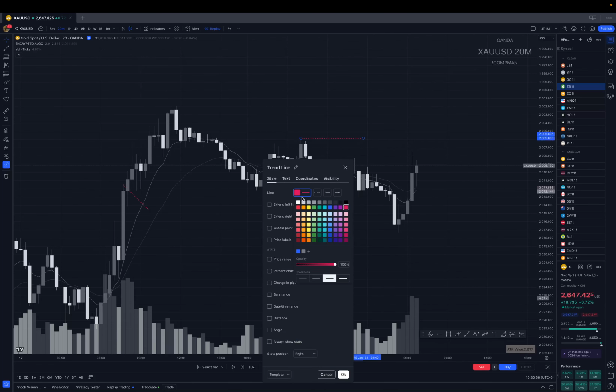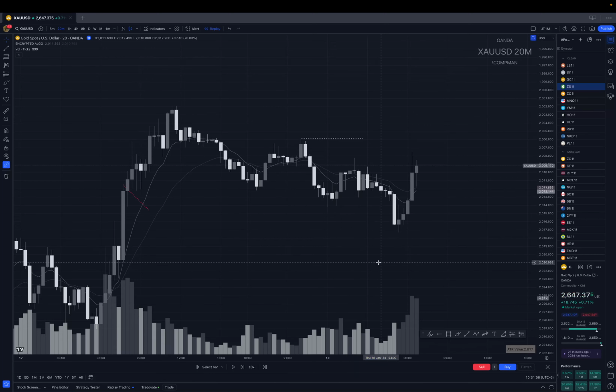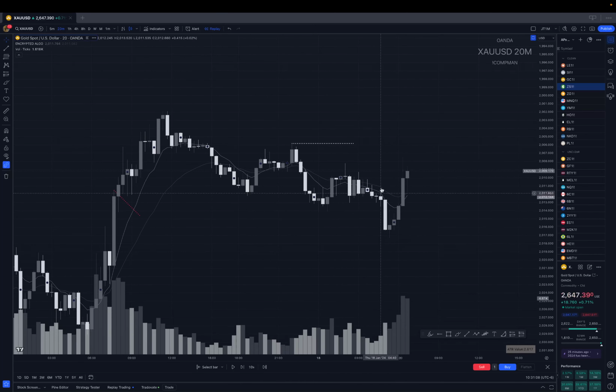I might want to change the color of this too. It's so nasty. We'll do something like that. I'm just changing stuff up at this point.